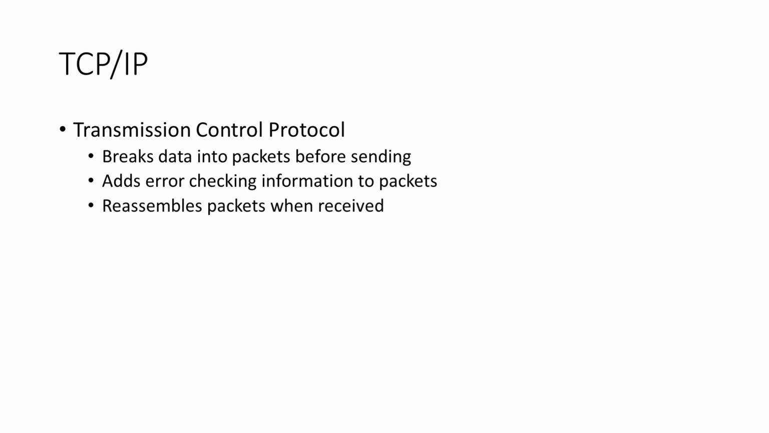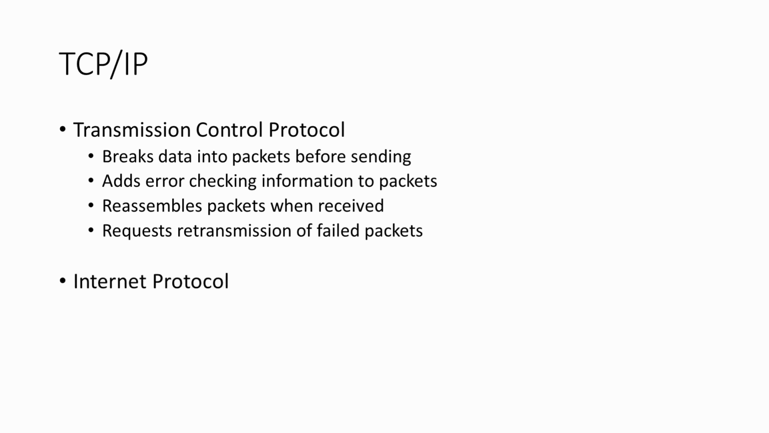TCP on the receiving computer reassembles the packets in the correct order according to their sequence numbers, and if there are any packets that have been damaged on the way or haven't been received at all, TCP will request that those packets be sent again. You can see then that Transmission Control Protocol is all about ensuring the integrity of the data.